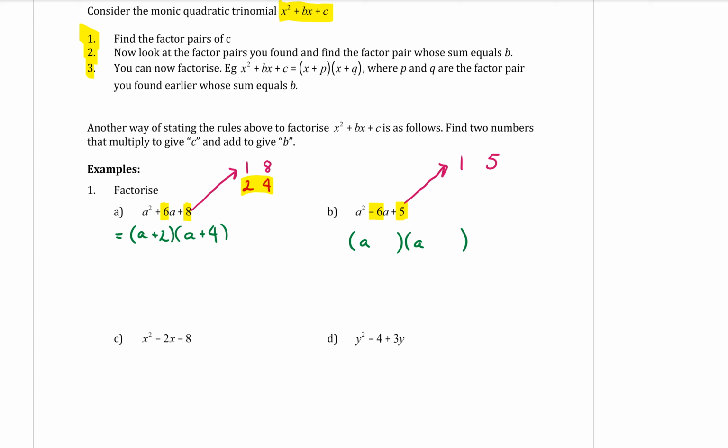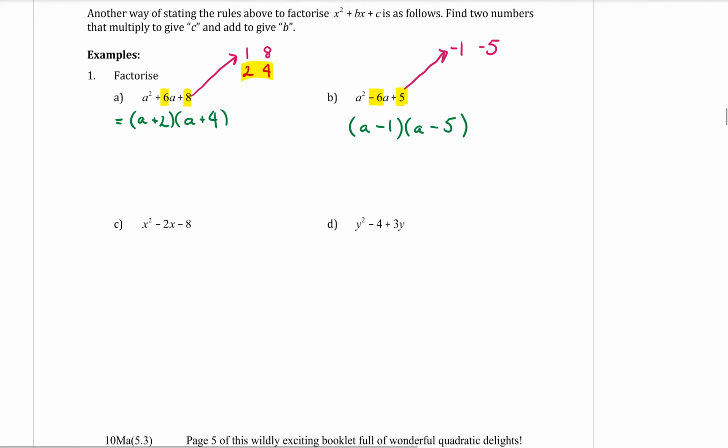However, when we look at the negative 6, in order to get a negative number here, it means that at least one of my numbers has to be negative. Now, if only one of the numbers was negative, when I multiplied them together, I would get a negative answer here. So it actually means that both of my numbers need to be negative, a negative 1 and a negative 5. They would multiply to give a positive, but when I add them, minus 1, take away another 5, does make minus 6. So I need negative 1 and negative 5 to go in there.